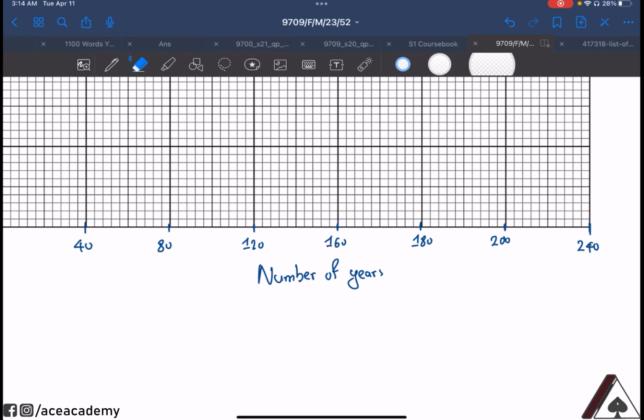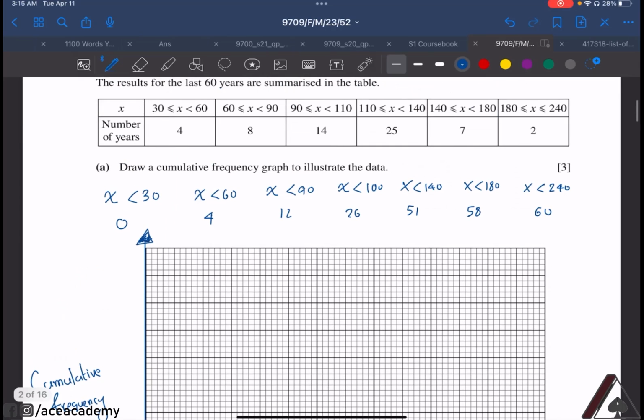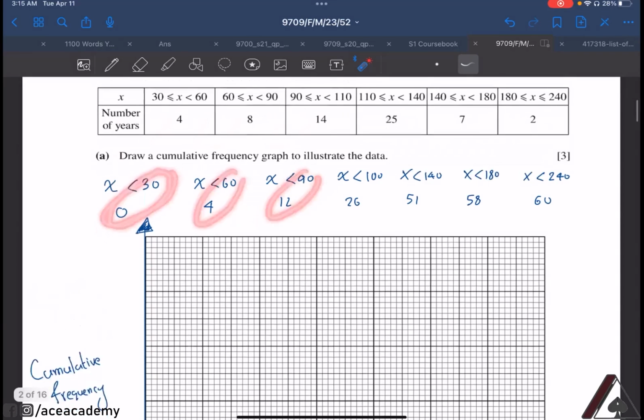Wait. 40, 80, 120, 160. Oh, I made a slight mistake. It's actually 200, 240, and finally 280. Okay, let's draw it. So these are the coordinates over here. 30, 0, and 60, 4, 90, 12, and so on and so on.